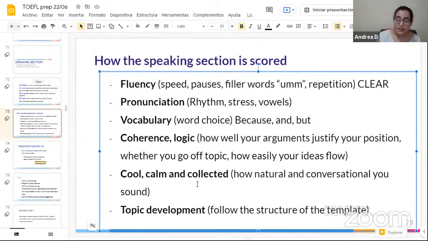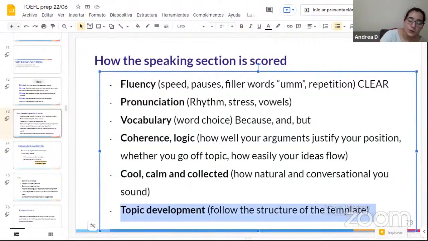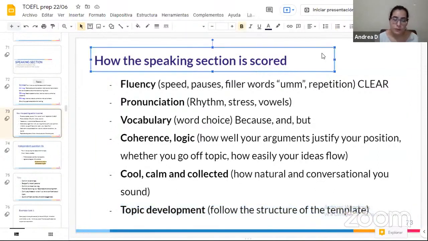And finally, the easiest one is topic development, which basically means how you structure your response, whether you have an intro and whether you use transitions. Basically, as long as you follow the structure of the template that we will be giving you, then you're going to be more than fine, because that's pretty much it. So yeah, I think those are some things that you may want to know about how they score your responses.